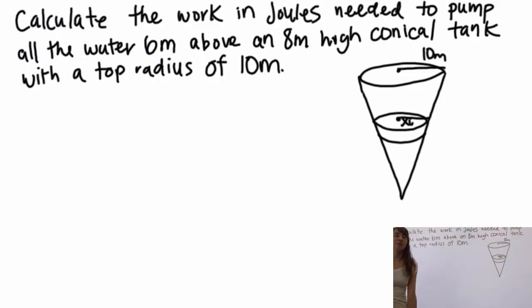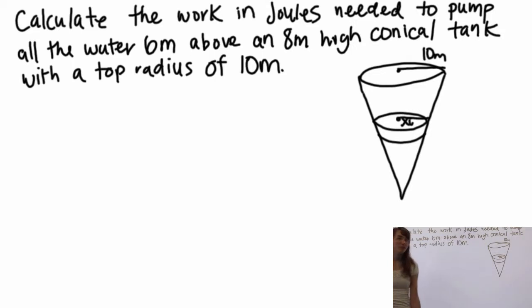For the Calc 2 Week 5 video, we're going to be calculating work to pump the water out of a conical tank. So the problem is, calculate the work in joules needed to pump all the water 6 meters above an 8 meter high conical tank with a top radius of 10 meters.